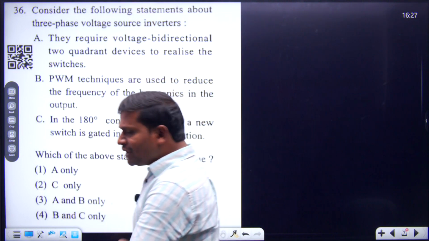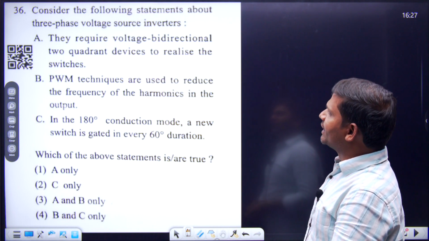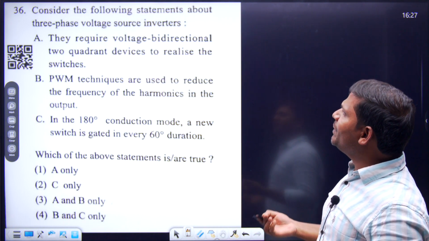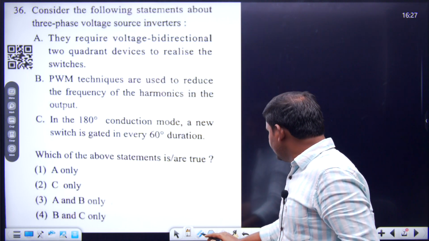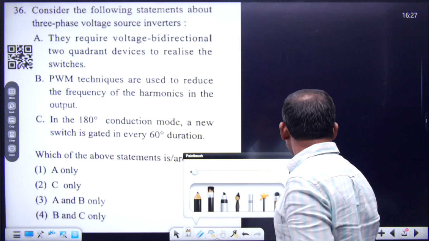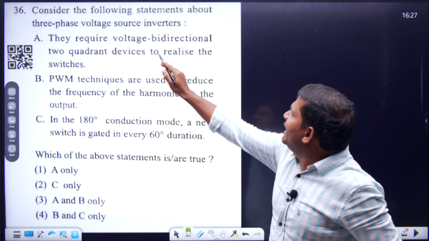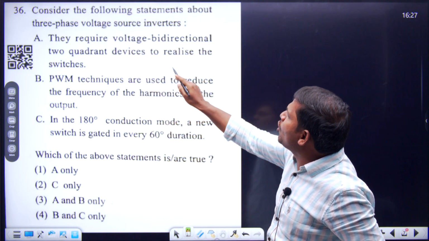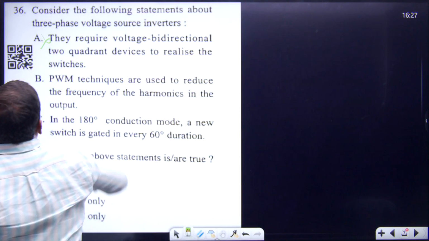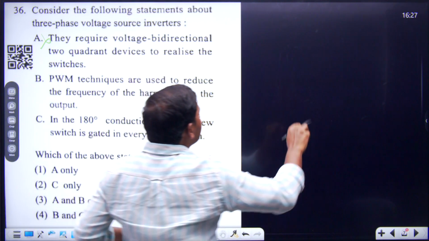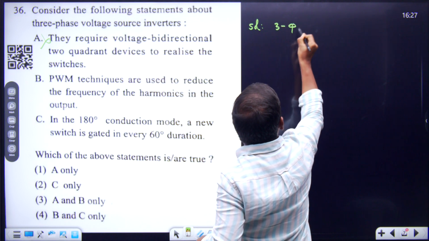Yes students, one more question. This is the question based on the three-phase bridge inverter. Consider the following statements about the three-phase voltage source inverter. Concentrate. The first option is: they require voltage bidirectional two-quadrant devices to realize the switches. This is the wrong statement. Why, students? Given is a three-phase voltage source inverter.